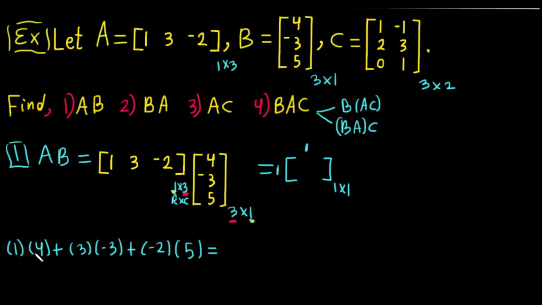So 1 multiplied by 4 is 4. 3 multiplied by negative 3 is negative 9. Negative 2 multiplied by 5 is negative 10. Negative 9 with negative 10 is negative 19. Then 4 minus 19 is negative 15. So the answer is negative 15. And you can see it has only one entry, and the matrix is a 1 by 1 matrix. This one is not a number, it is a matrix because we put this close bracket here. So now let's erase this one and these two numbers.